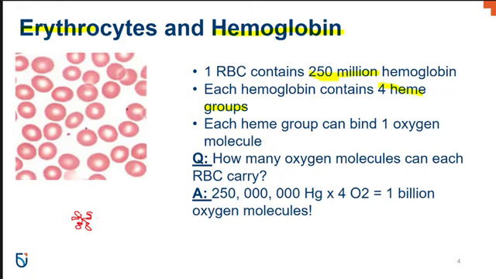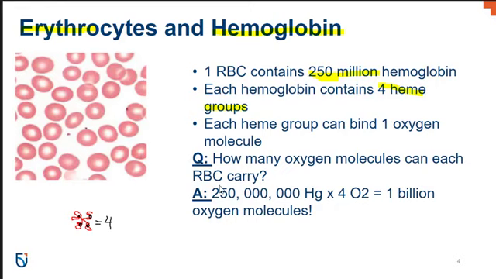Each hemoglobin has 4 heme groups. So what we can say then is that we have one heme group, another heme group, another heme group, and another heme group on this one hemoglobin. Each of these heme groups are iron-containing groups. It is on these regions that we can carry oxygen. So one oxygen molecule combined here, another combined here, another combined here, and another combined here, totaling 4. So we can say then that each hemoglobin can carry 4 oxygen molecules.